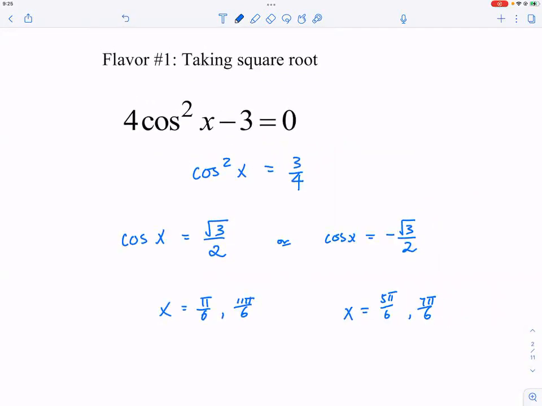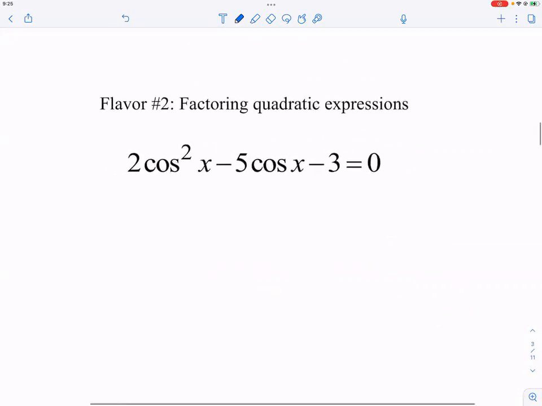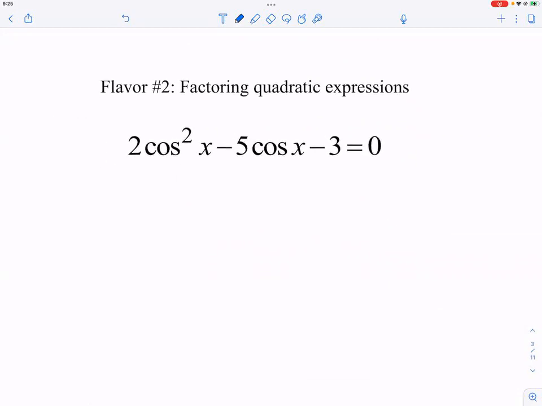Comments, questions? Easy? Okay, so whenever you see the need of square roots, make sure that you will consider the positive and negative square roots. All right, the second flavor is to make sure you can factor these quadratic expressions.